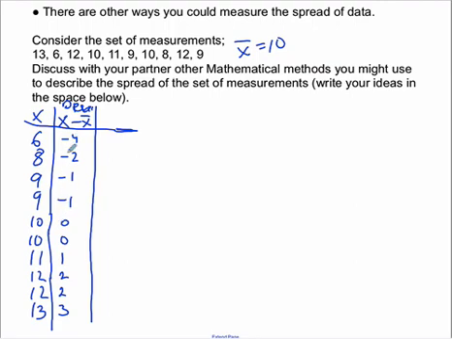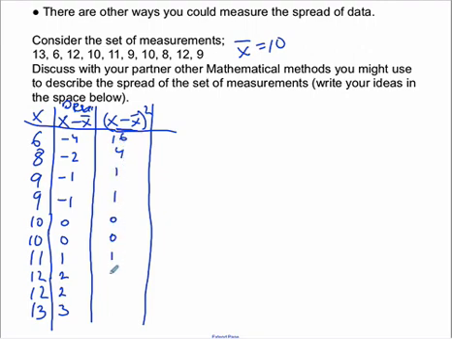Another way to make all these numbers positive is to square the numbers. So what we can do is get the square of the deviations. We're going to take the square of all these numbers, and it will make all these numbers positive. So we have 16, 4, 1, 1, 0, 0, 1, 4, 4, 9 are the squares of the deviations. Okay, so we have all those.